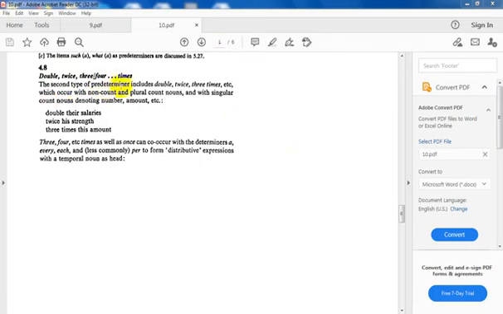The second type of a predeterminer includes double, twice, 3 times, which occur ويا non-count noun ويا plural count nouns and with singular count denoting number or amount. Double their salaries. هسه هذا noun phrase. One head, salaries. What is their? Determiner. What is double? هذا predeterminer.